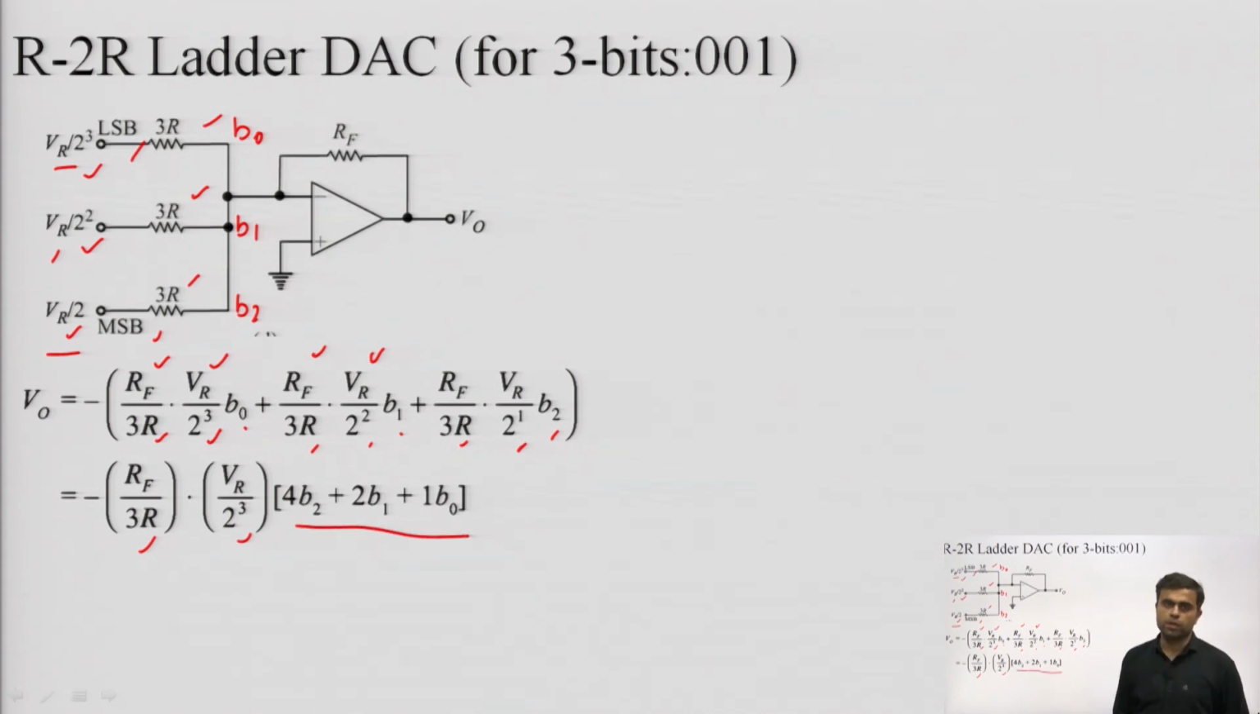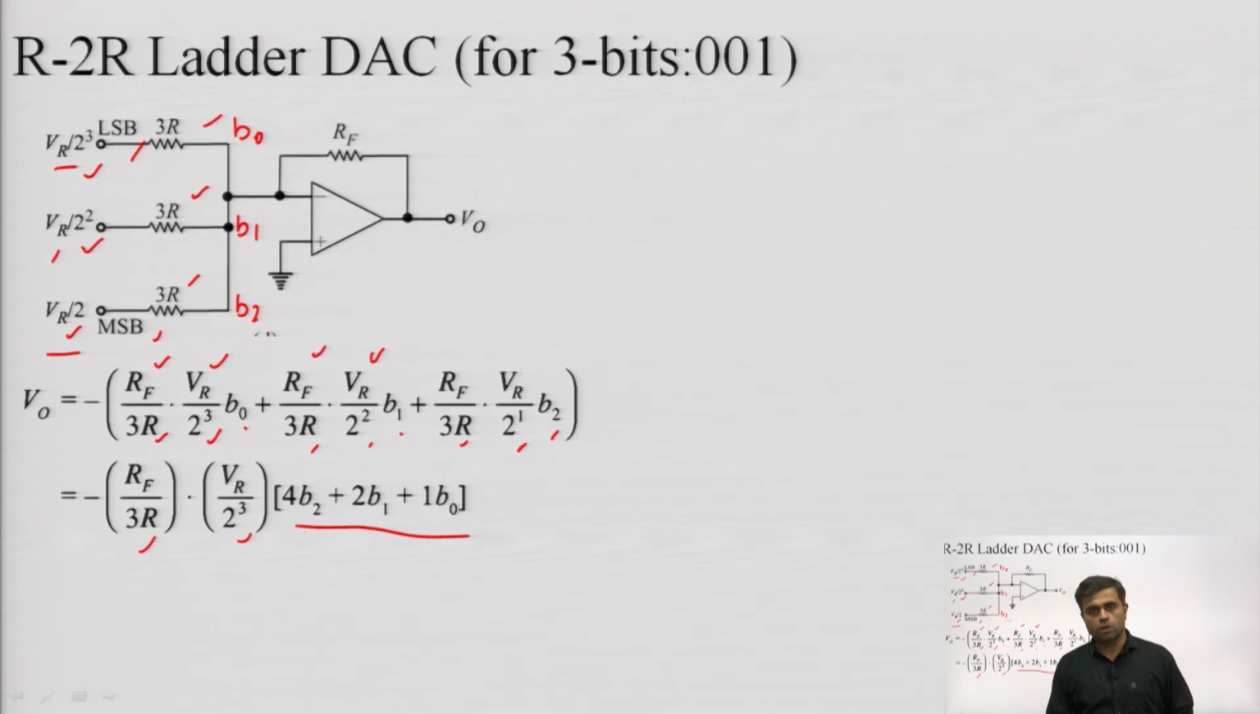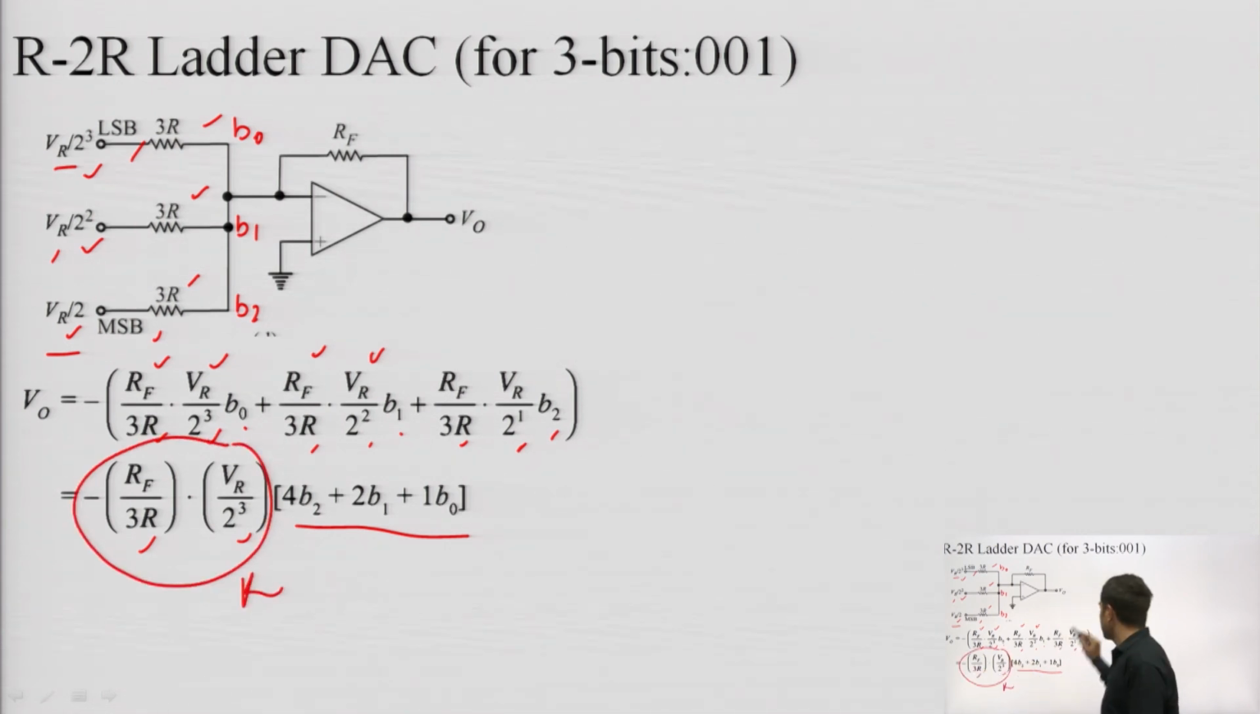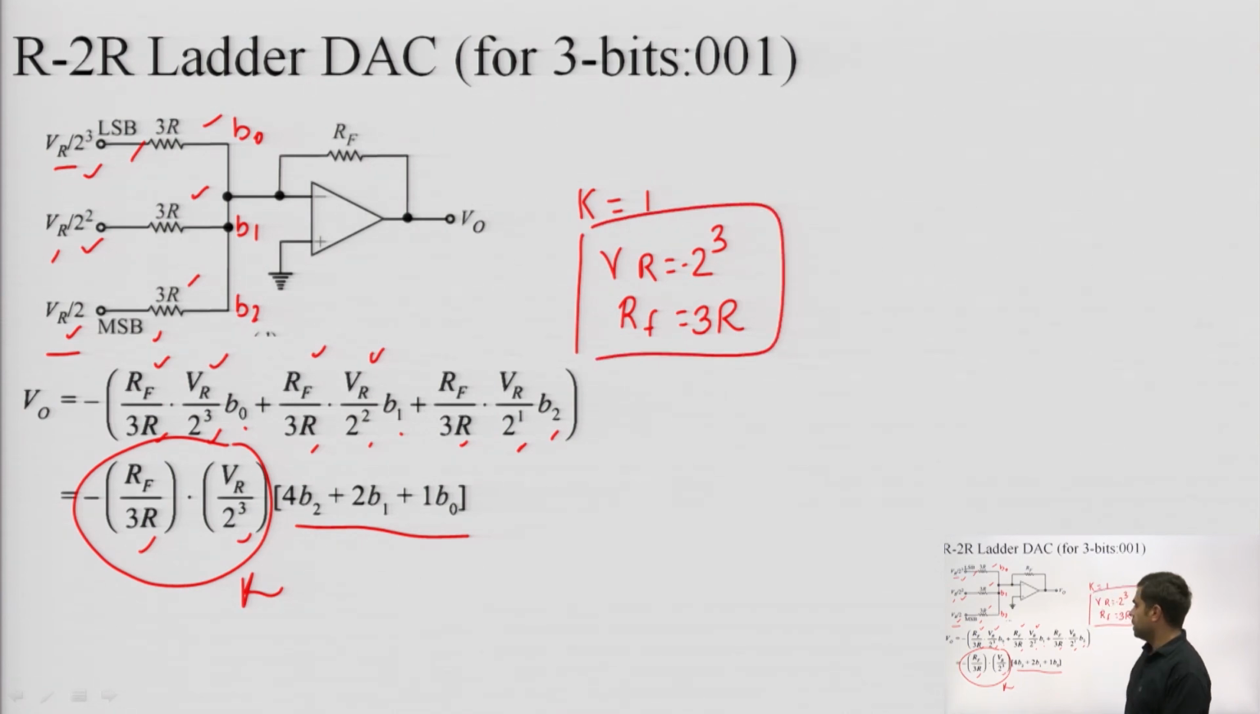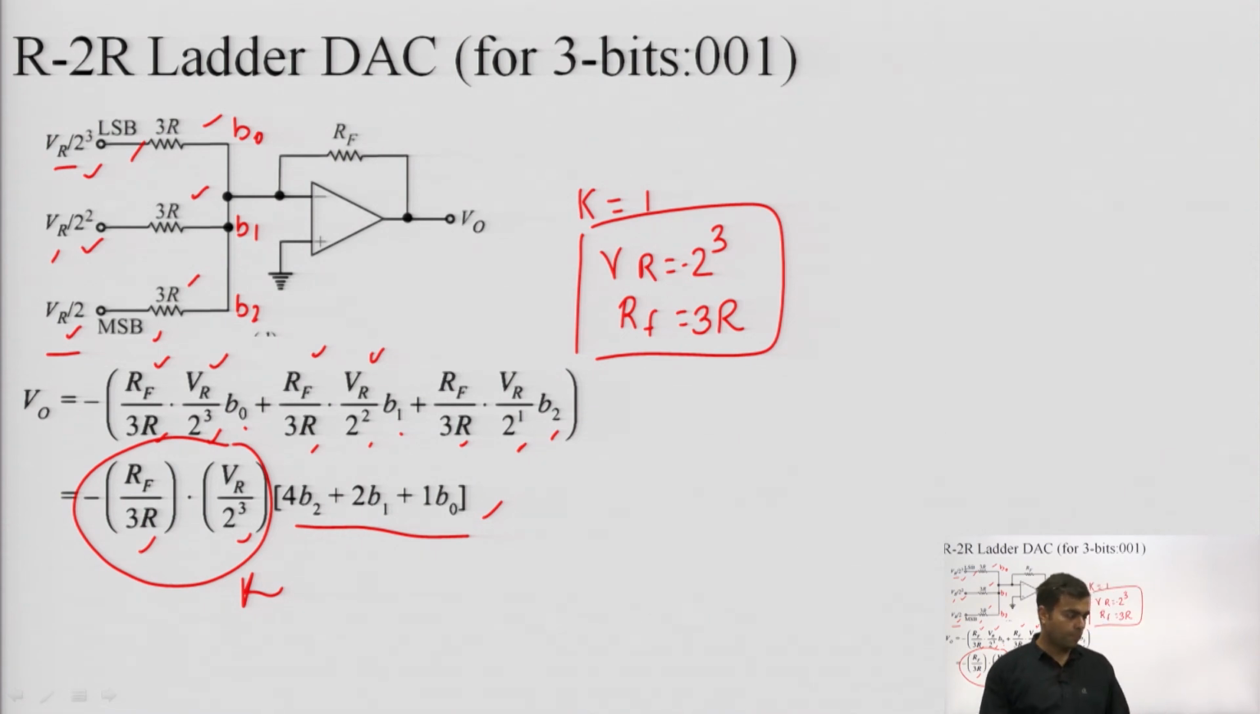Which is exactly equivalent to your binary to decimal conversion, or we can say it is directly getting translated to your digital to analog conversion. The only thing is, if this complete thing is equivalent to K, then for K equal to 1, you have to choose VR equal to 2 raised to power 3 and RF equal to 3R. Okay, and with a negative sign as well, VR equal to minus 2 raised to power 3. If we are able to set these values, then it will be the actual answer. So that becomes the complete conversion for the R to 2R ladder type DAC.